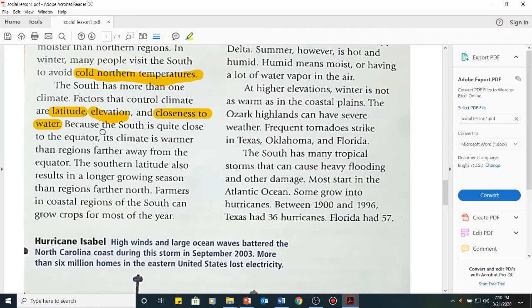Because the South is quite close to the equator, its climate is warmer than regions farther away from the equator. The southern latitude also results in a longer growing season than regions farther north. Farmers in coastal regions of the South can grow crops for most of the year. So farmers here are very lucky, because they can grow crops for most of the year.